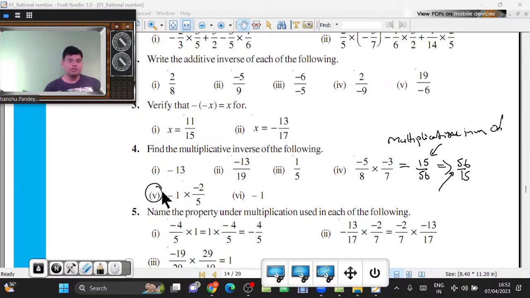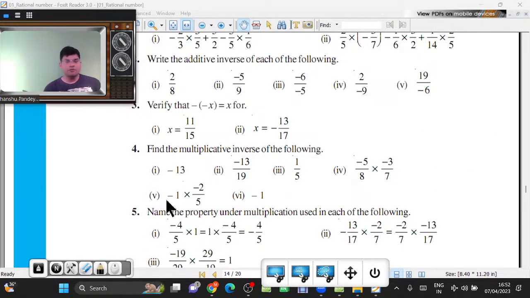ओके, फिफ्थ क्वेश्चन. Yes, sir. दक्ष, बताओ बेटा क्या होगा? What is the multiplicative inverse of minus 1 into minus 2 by 5? बताओ क्या आएगा? विहान बताओ क्या आएगा? Yes, sir. So minus 1 by 1 into minus 2 by 5 is 2 by 5. तो इसको हो जाएगा 5 by 2.